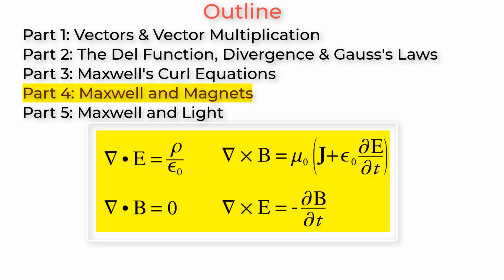Now that I've gotten to all four equations, I want to take a moment to talk about why they're important. Specifically, I want to talk about why they're important in terms of magnets and light, which brings me to part 4, Maxwell's laws and magnets.